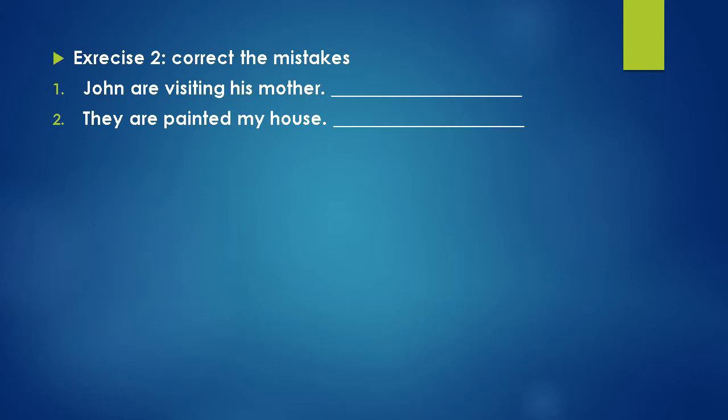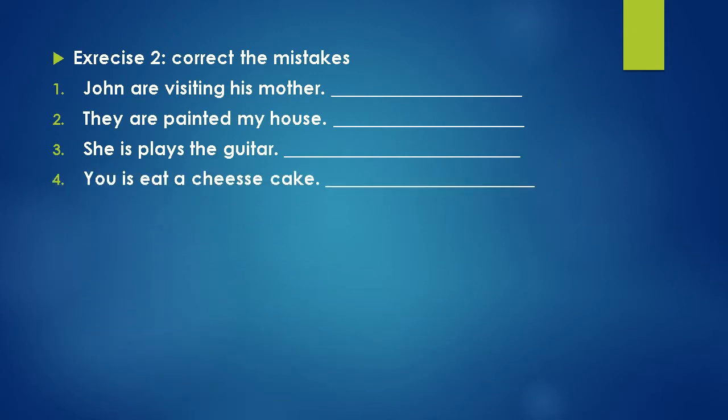They are painted my house. The auxiliary verb is correct, but the mistake is in the action verb because it doesn't have the -ing ending. She plays the guitar. You eat a cheesecake. As you see, it's an exercise where the student must pay attention and be very careful.